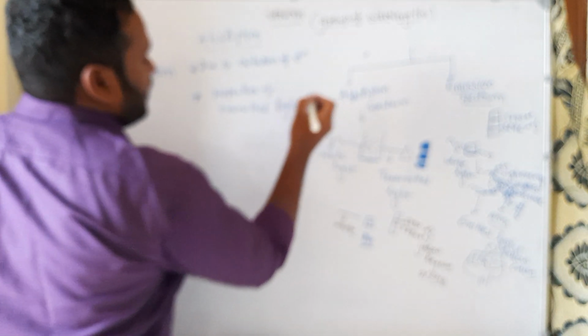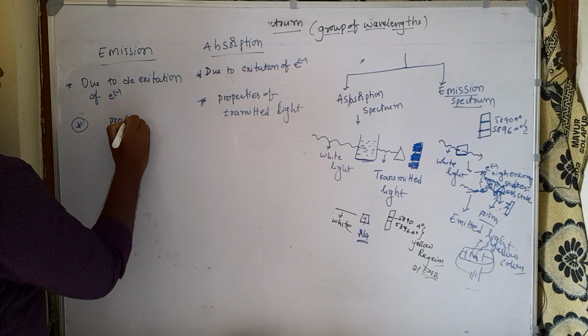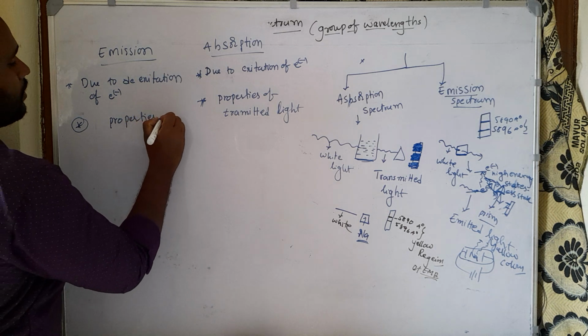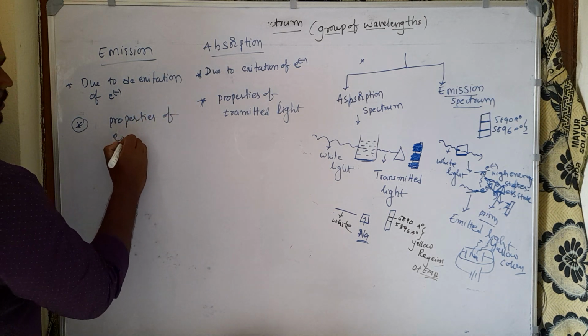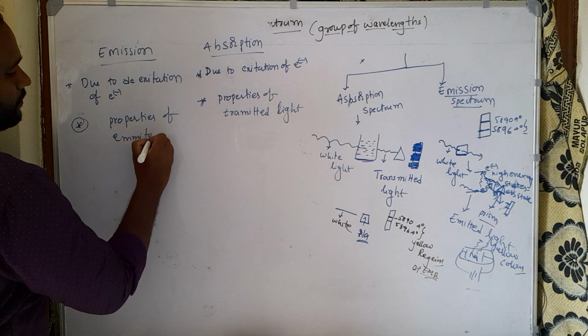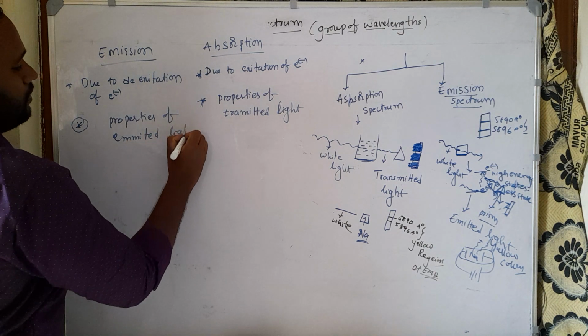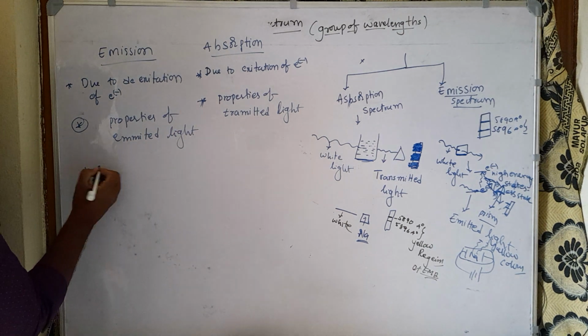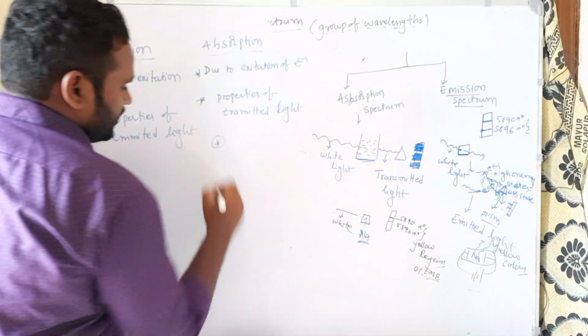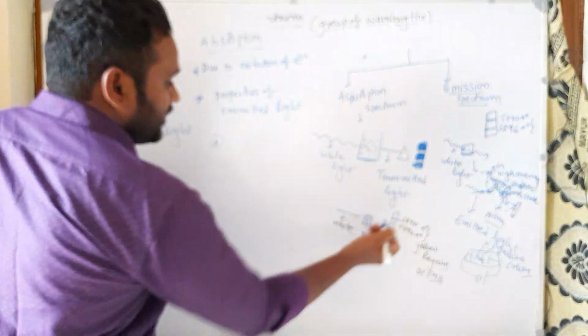We are going to study the properties of transmitted light, whereas in emission spectrum we study the properties of emitted light. Next, in absorption spectrum, how is the spectrum?